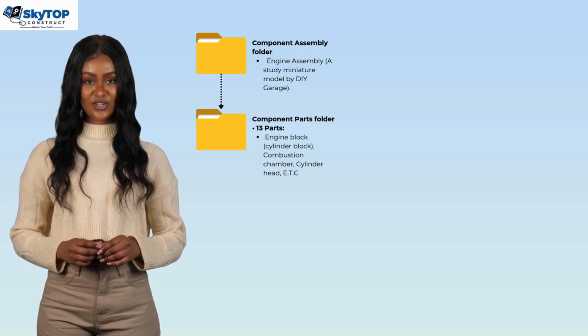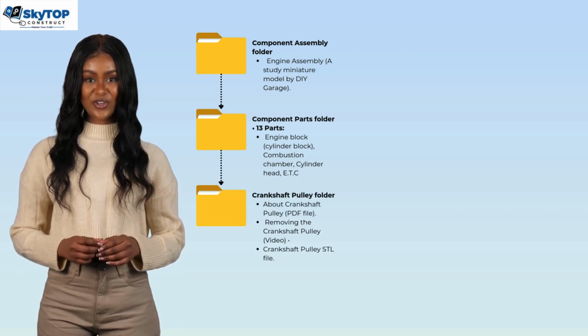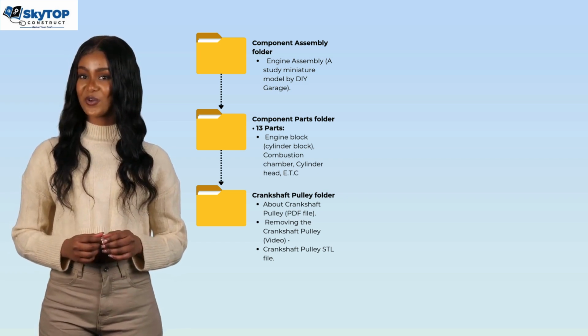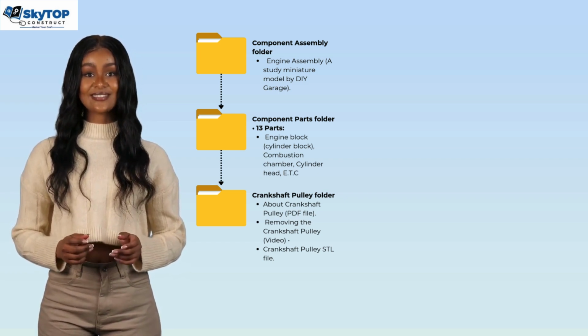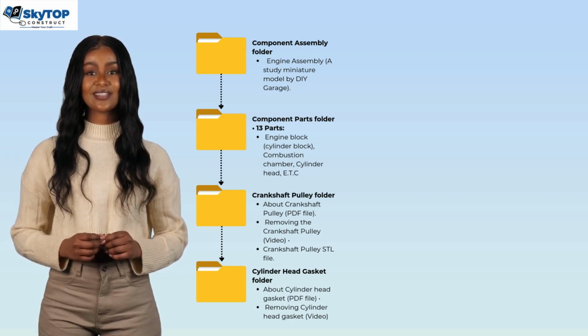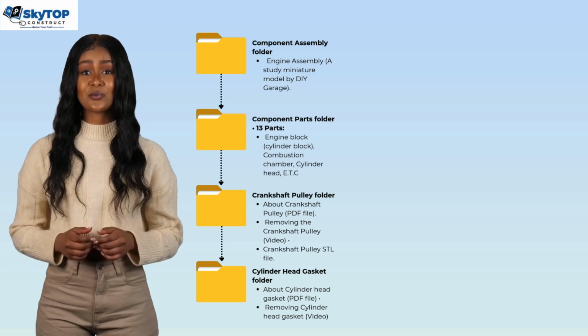Lastly, the folders for specific parts contain: Crankshaft Pulley folder contains a PDF with details about the crankshaft pulley, a removal video, and the STL file. Cylinder Head Gasket folder contains a PDF with information about the cylinder head gasket and a removal video.